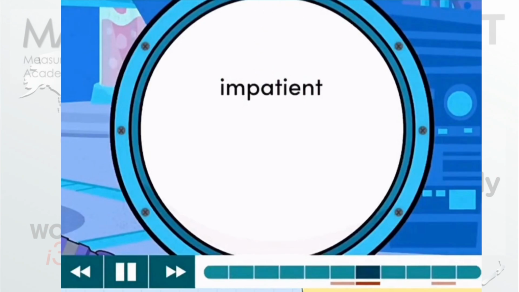I don't know what the base word is, but I recognize the prefix I-M. Oh wait, I see it now. The base word is patient. Patient can mean calm. So, impatient means the opposite of calm.